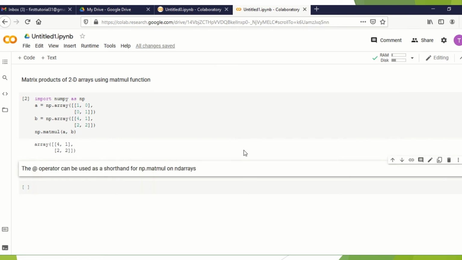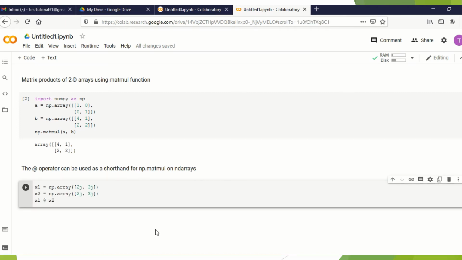The @ operator can be used as a shorthand for np.matmul on ND arrays. We have two arrays x1 and x2. They have only the imaginary parts. We write down x1 @ x2, which produces the multiplication of two imaginary portions. I ran it.